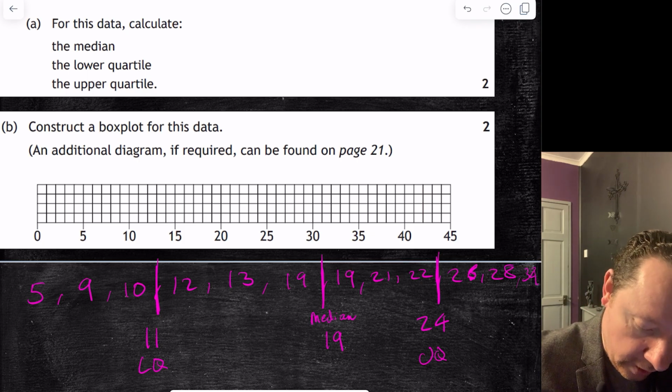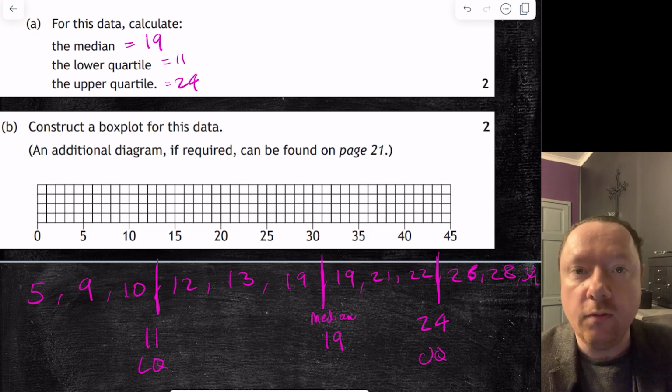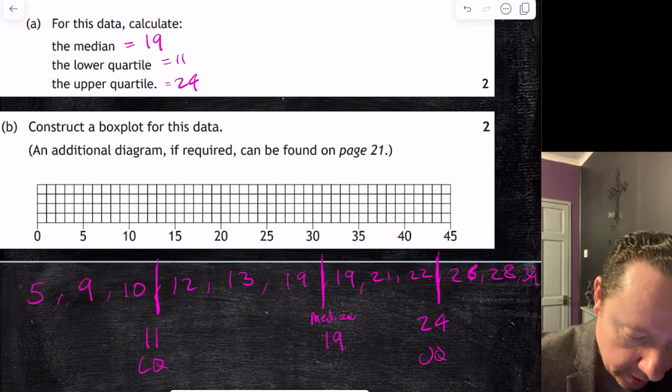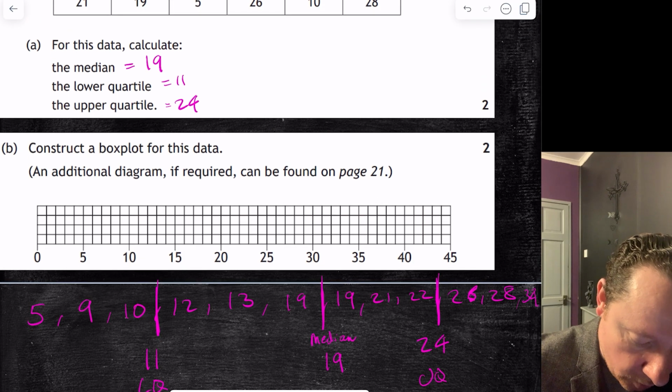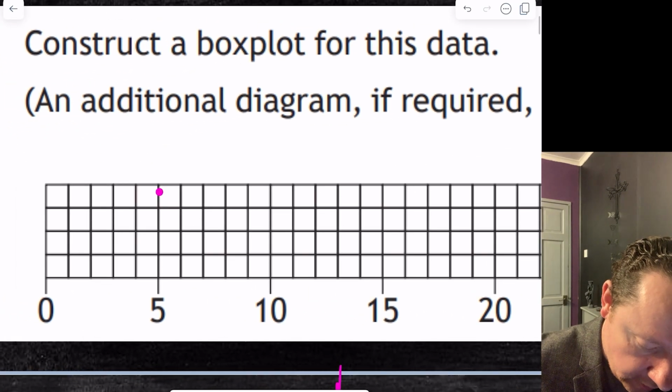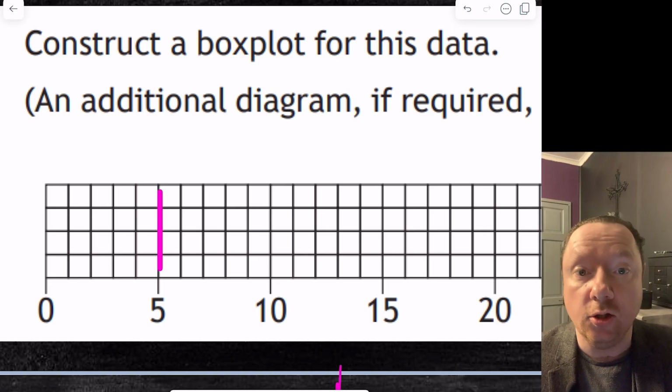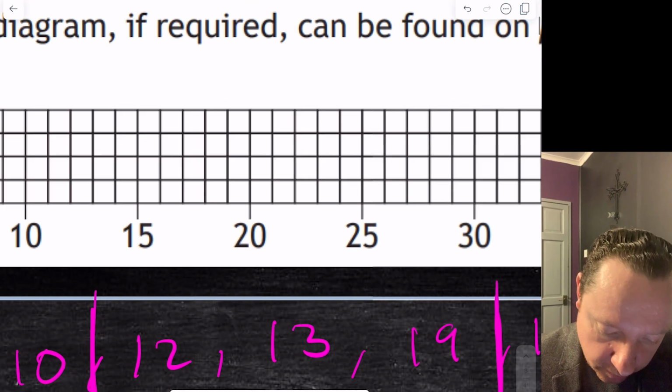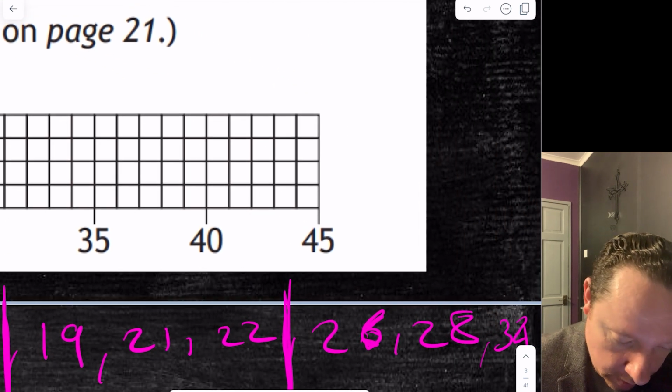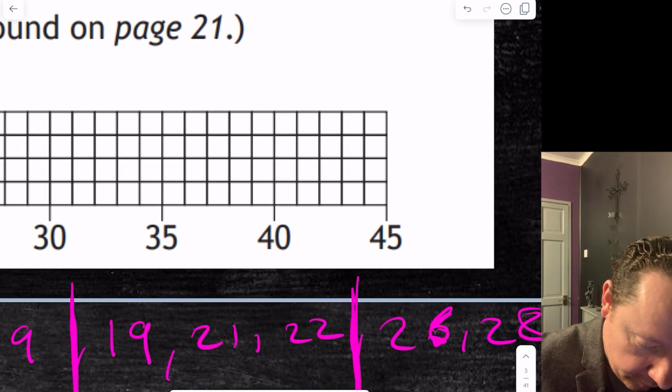So let's just take a note of that as our answers. 19, 11, 24. And now we have to draw a box plot. So we've got a diagram here. So for our box plot, the first thing we start off with is the smallest number. So that's 5. Being nice and neat, making sure you use a ruler. And then we've got our highest number, which is 34.